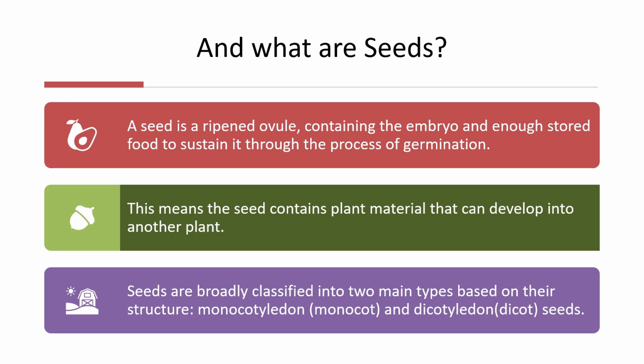And what are seeds? A seed is a ripened ovule containing the embryo and enough stored food to sustain it through the process of germination. This means the seed contains plant material that can develop into another plant. Seeds are broadly classified into two main types based on their structure: monocotyledon, which we call monocot, and dicotyledon, which is called dicot seeds.